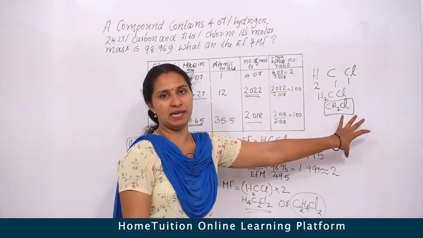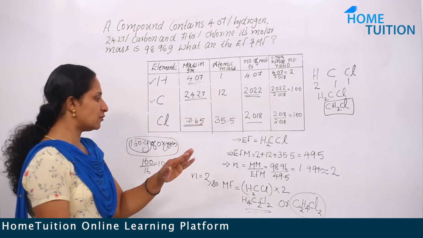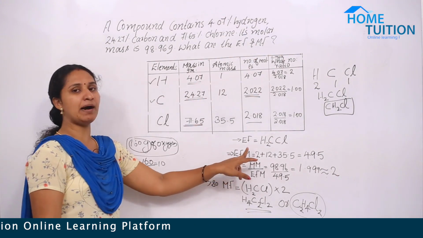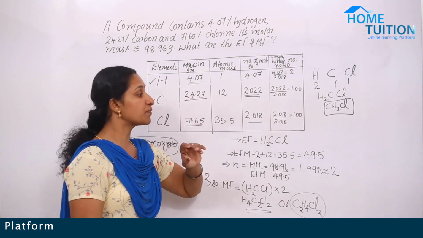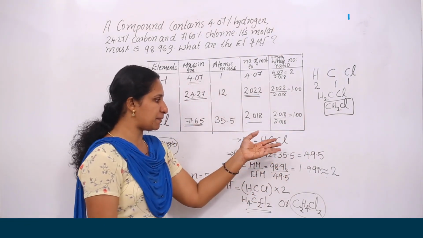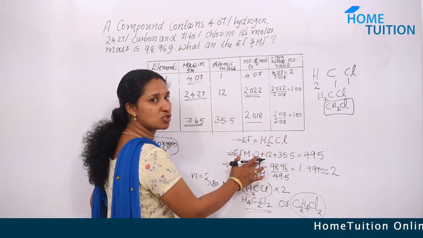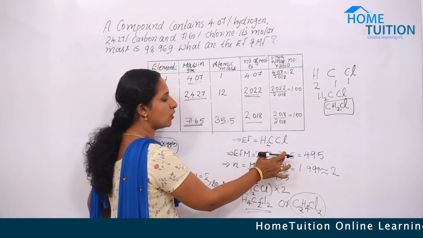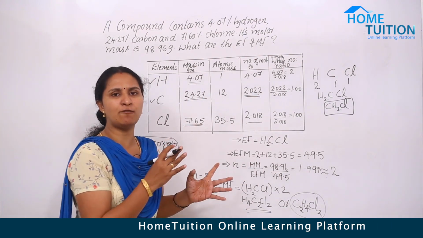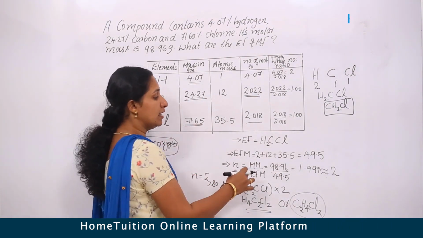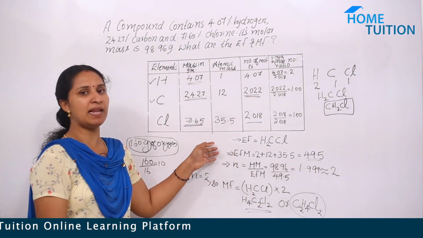This is the empirical formula. Our next task is to find the molecular formula. For that, first find the empirical formula mass. This one is the empirical formula, or we can write it as H2CCl. Both are correct. Which atoms are present? Hydrogen, carbon, chlorine. 2 hydrogen atoms, so atomic mass 2. Then carbon, 12. Chlorine, 35.5. The empirical formula mass is calculated the same way as the molecular mass. We get 49.5, the empirical formula mass.